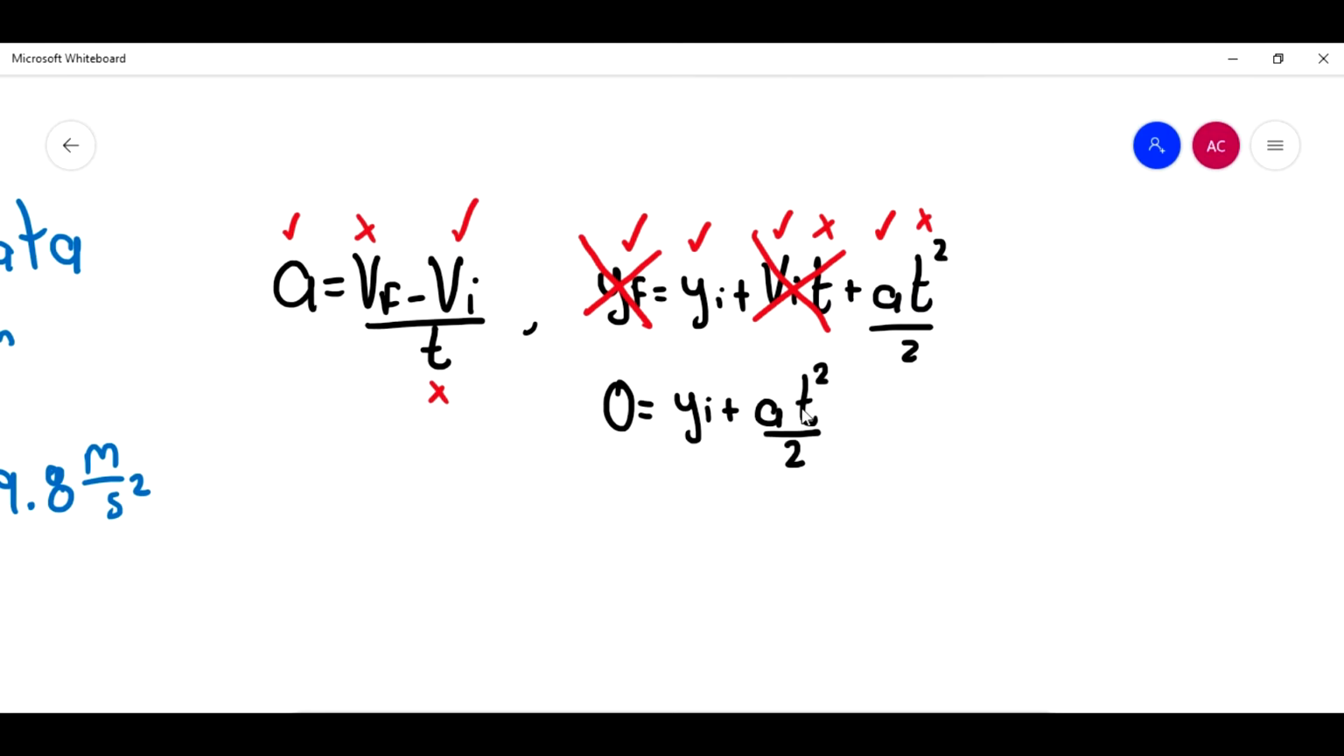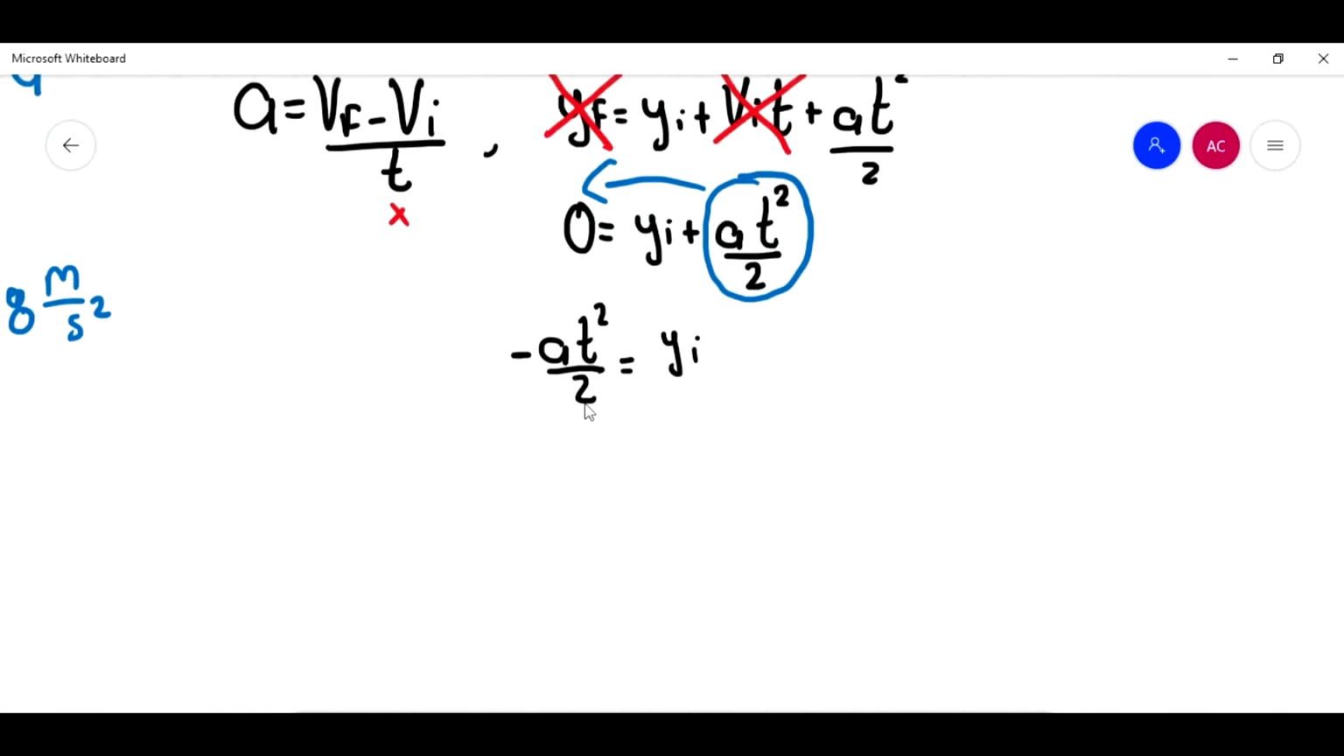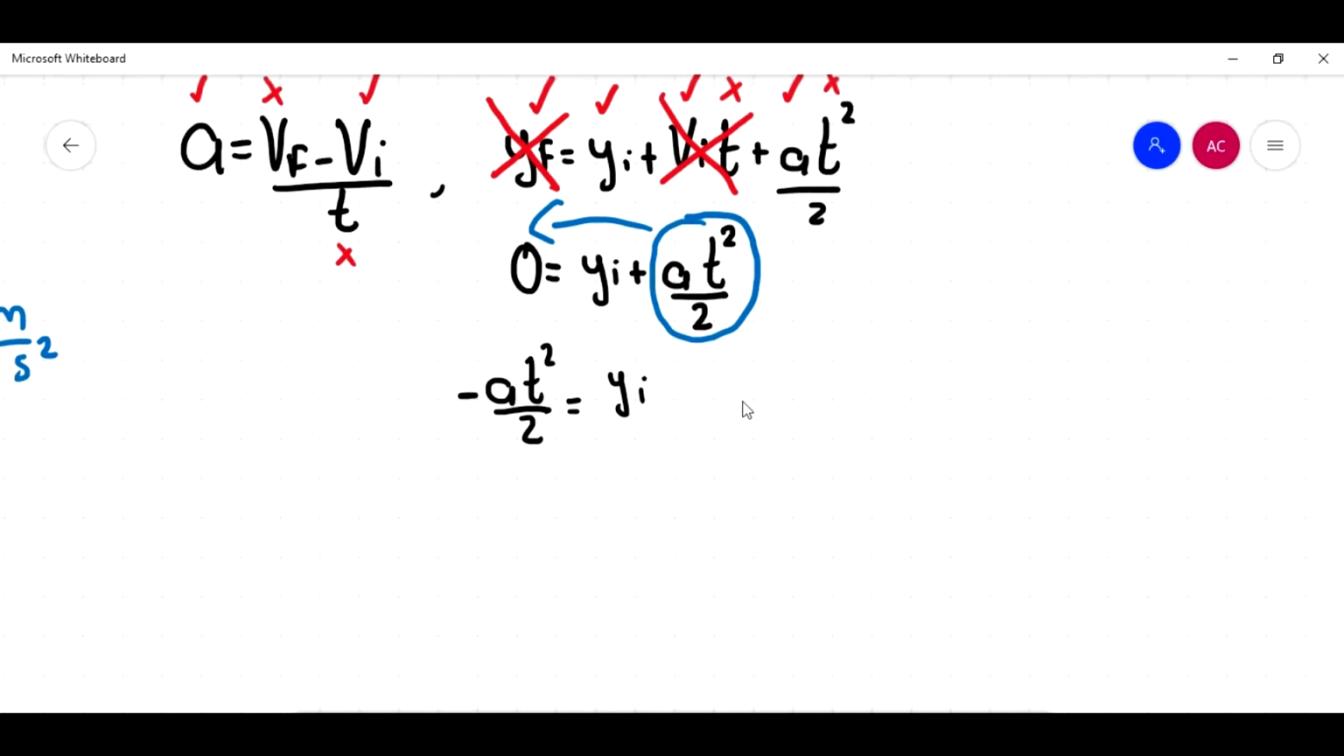From this equation, I'm going to isolate the value of time. The first thing that I'm going to do is move this whole term to the left. So it will be minus acceleration times time squared over 2 equals initial position. This 2 is dividing, so it goes multiplying, and the acceleration with the negative sign is multiplying the time squared, so it goes to the other side dividing.